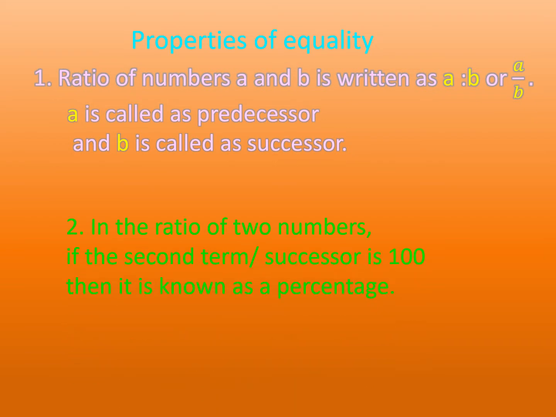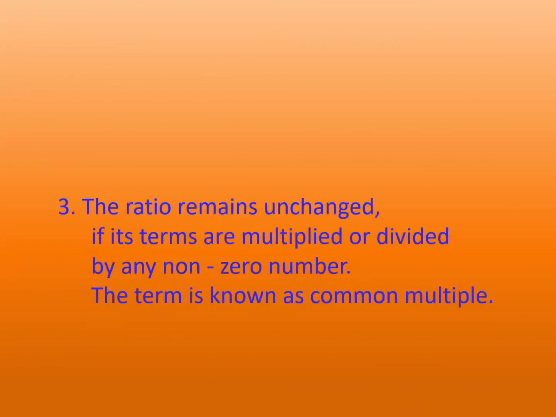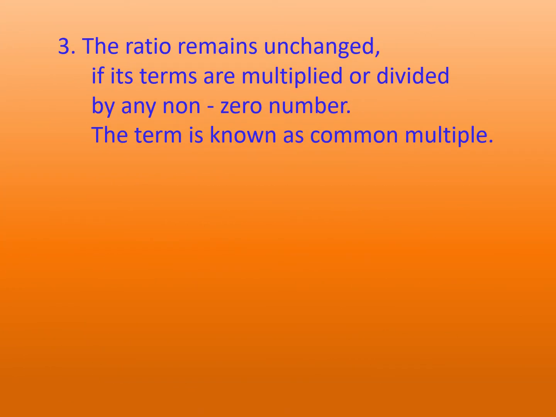Now in the ratio of two numbers, if the second term, the successor, is 100, then we call it a percentage. So the ratio is turned into a percentage by making the denominator 100. The third point to remember: a ratio remains unchanged if its terms are multiplied or divided by any non-zero number. And what is that number known as? Common multiple, as you have seen in the previous videos.